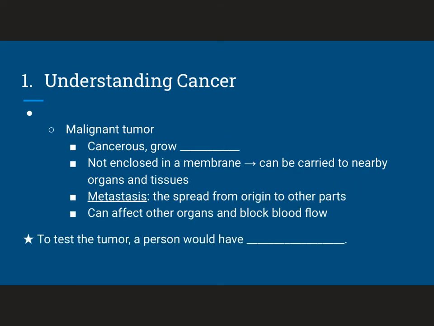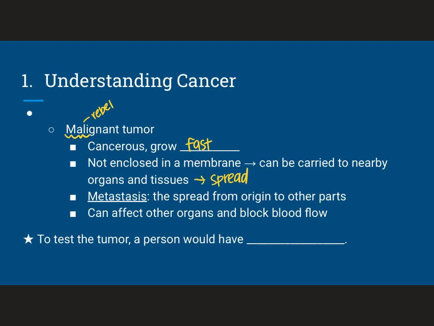Now, malignant tumor is going to be different. If you look at the word here, malignant or malicious, we have the same prefix. It's going to be cancerous and it's going to grow faster. If you look at the picture on the previous page, it has the picture of malignant tumor. It's not going to be enclosed in a membrane. That means it's not going to be contained, so it can be carried to nearby organs and tissues. That means it's going to spread across different organs.